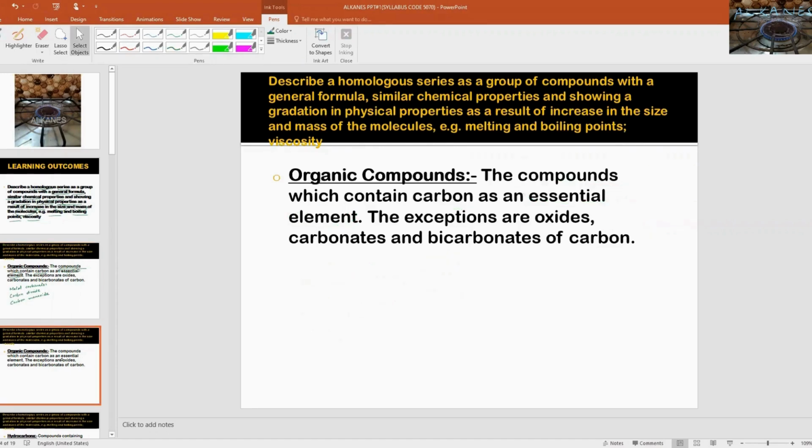Here are a few examples of some organic compounds from our daily life, like wood. This example of wood is organic because it contains carbon as an essential element. Coal is also organic because it also contains carbon as an essential element.